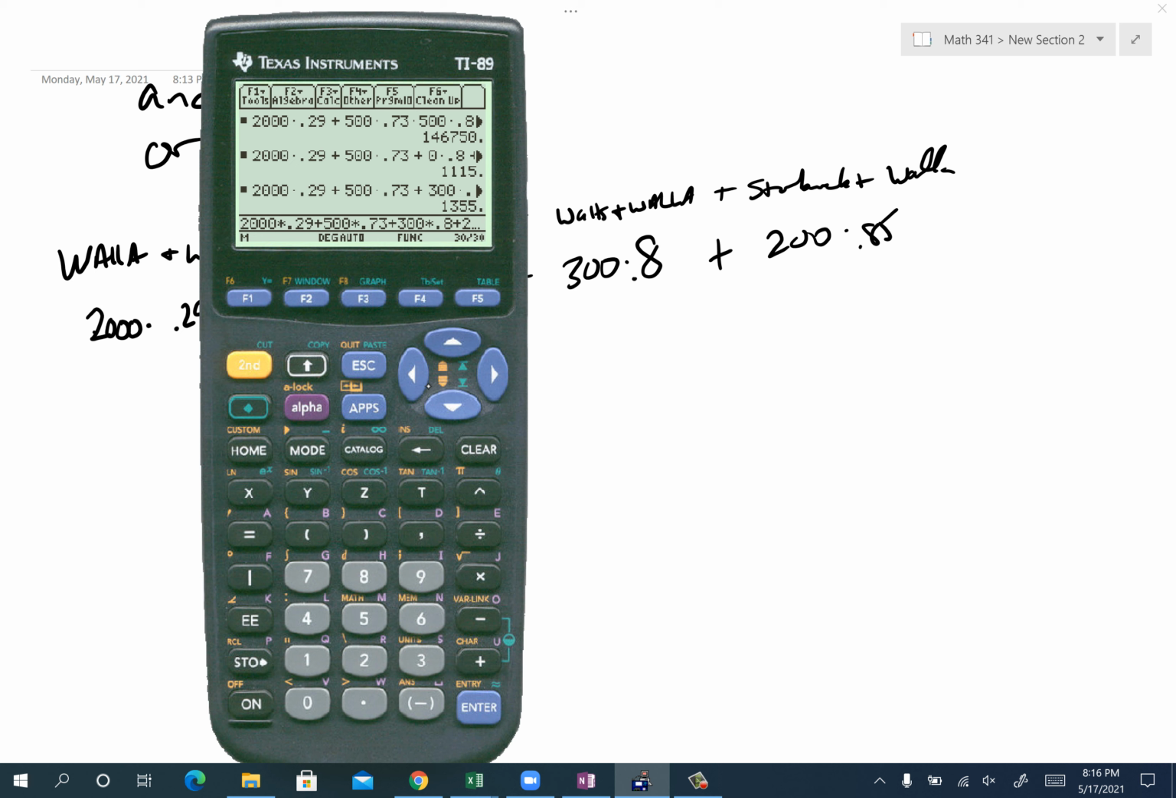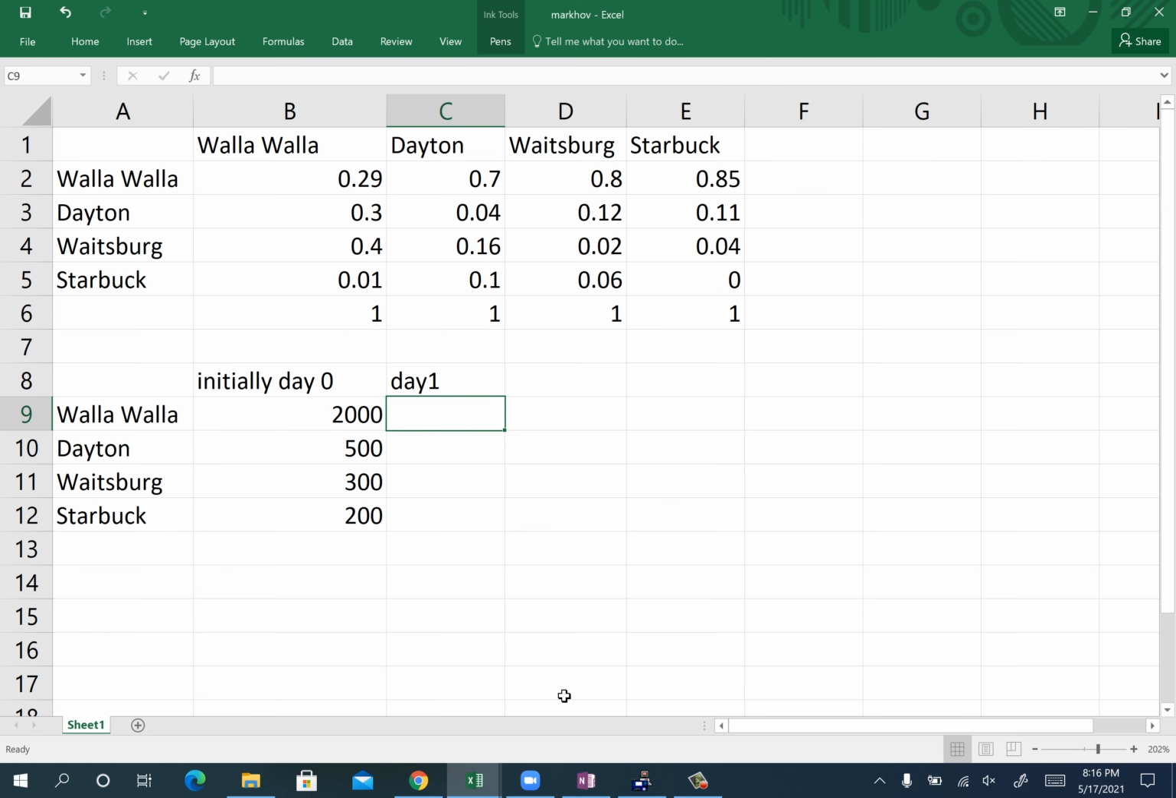Okay, that's closer. I'm still not 100% sure that I'm right. So 2,000 times 29. You know I'm going to do it in Excel because at least I can see what I'm doing over here and I don't feel like such an idiot.